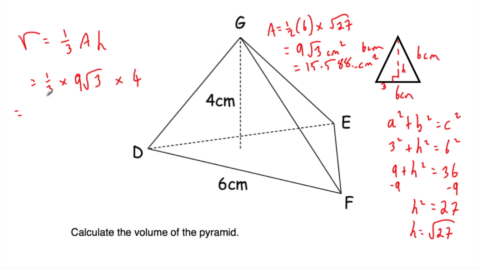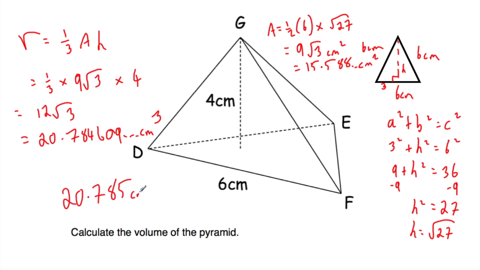So let's work this out. A third multiplied by 9 root 3 multiplied by 4 is equal to 12 root 3, or as a decimal number, because we're finished now, 20.784609 and so on centimeters cubed. And I'm just going to round this to 3 decimal places, so that'll be 20.785 centimeters cubed. And that's it. That's the volume of that pyramid.